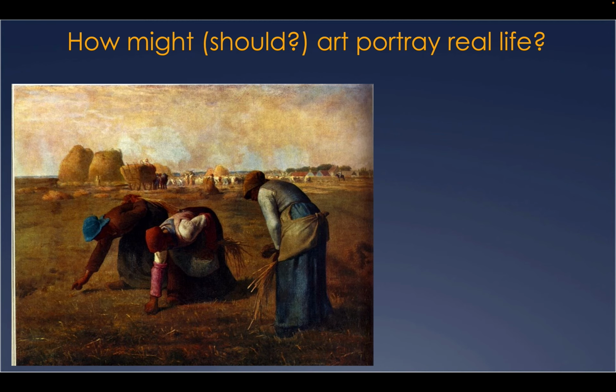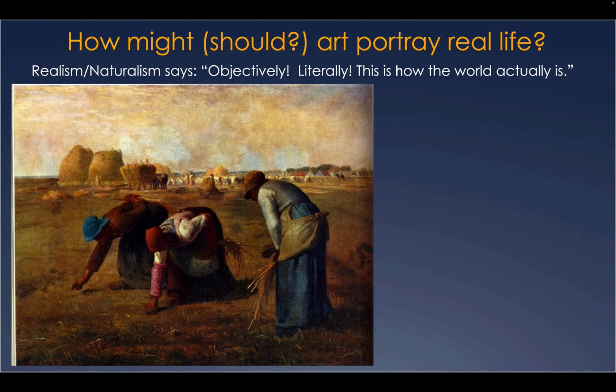One of the ways in which I think about conceptually moving us from the realism of Hedda Gabler to some of the anti-realistic stuff that takes place in Machinal is asking these questions in terms of visual art, right? So here's a question. How might or how should art portray real life? And I'm just going to present to you, using visual art, some answers to those questions. Here's one. Realism or naturalism says, and I would argue that Ibsen and Hedda Gabler say, art should portray real life objectively, literally. This is how the world actually is.